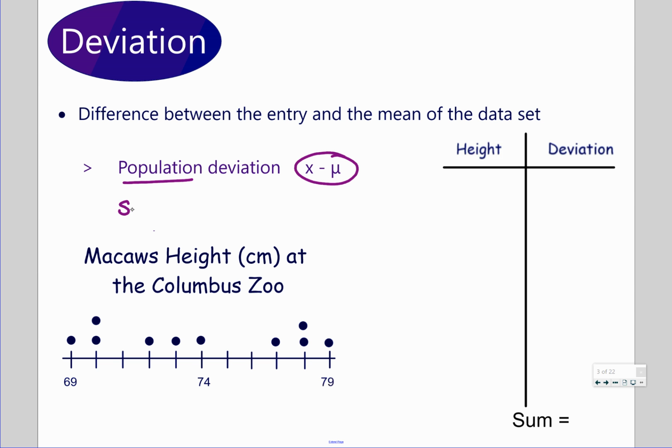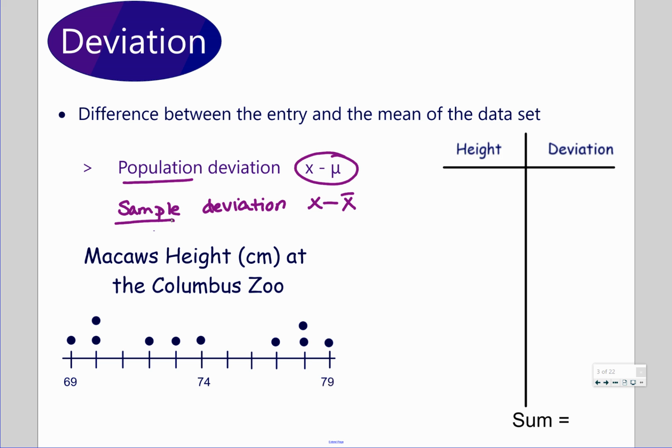If it's a sample deviation, I can't remember if I have this on another slide or not. It's x minus x bar. Okay, so just different symbols, that mu and that x bar, they both mean the mean. It just is going to look different based on if we have a population or a sample.